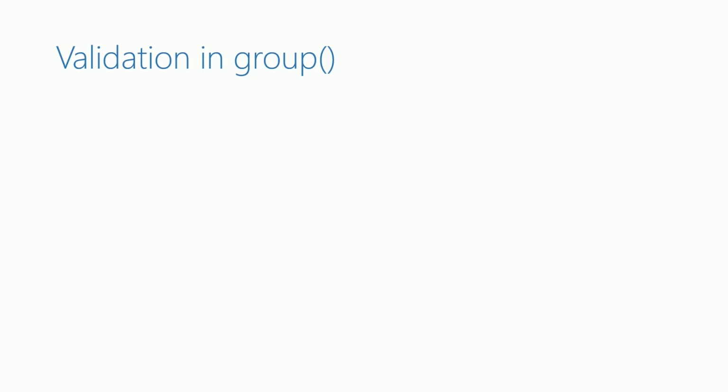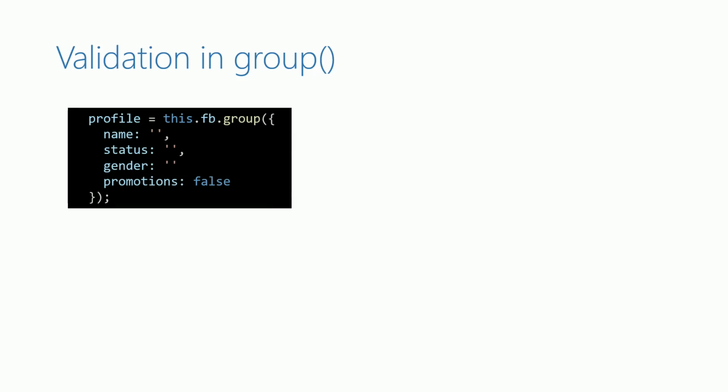In this video, we will understand how to define validation related details when using group function of FormBuilder class. This is the code snippet we used in the previous video to represent an example for group function. This code snippet does not apply any validation.